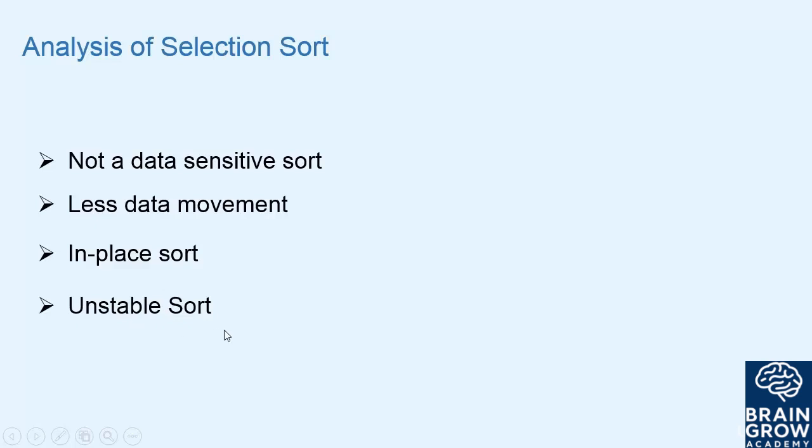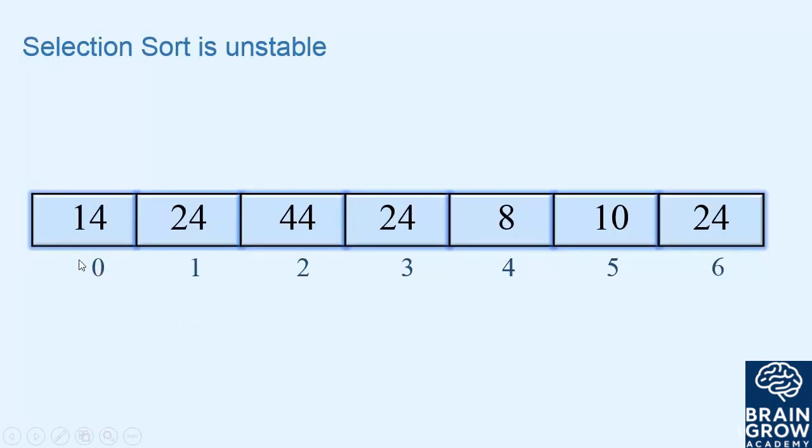Now this is an unstable sort, which means that it might change the relative order of the duplicate elements in the sorted output. Let's understand with the help of an example why selection sort is not a stable sort. This is an array of 7 elements and we have 3 duplicate elements in it. 24 is coming 3 times. Let's give a suffix to this 24 so that we can distinguish all three 24s. Now we'll sort this array using selection sort. The smallest element is 8, so first 8 will be swapped with 14.